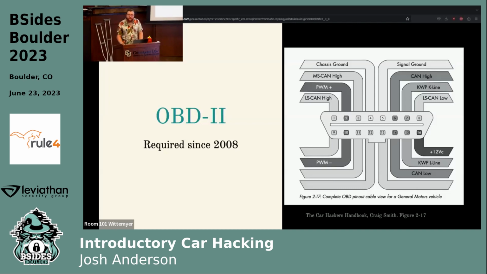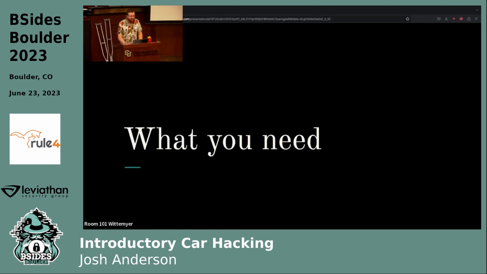Also, just as a note, if you're messing around under your dashboard and you see yellow connectors, always be super careful around those because those are your airbags. And one of our main goals of any kind of car hacking is don't set off the airbags and don't set off the crash frame.